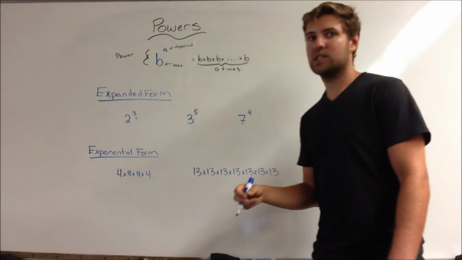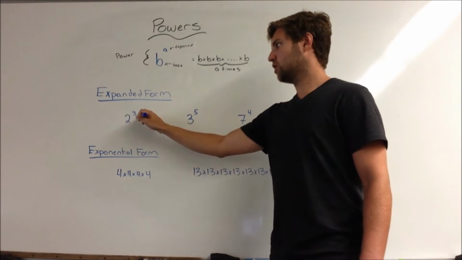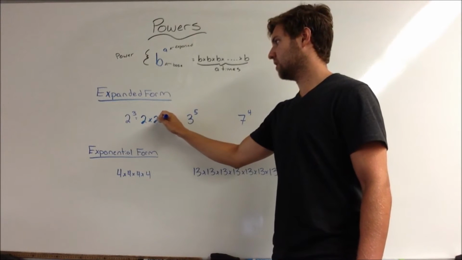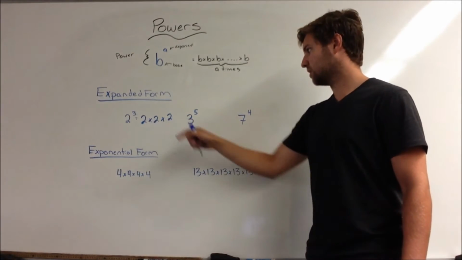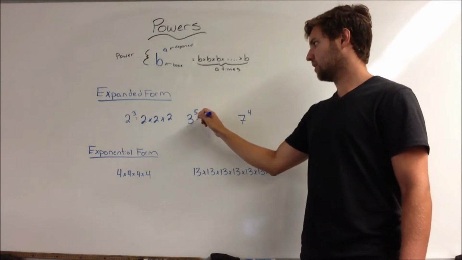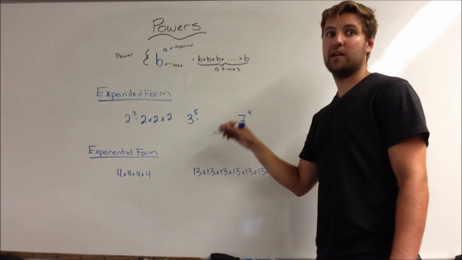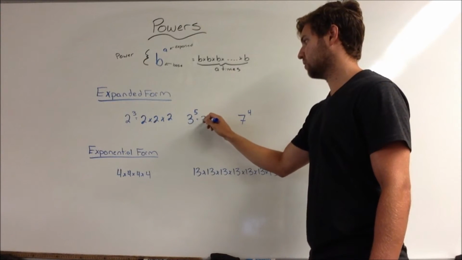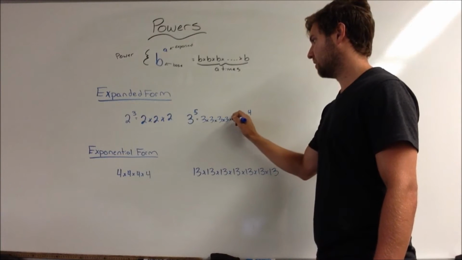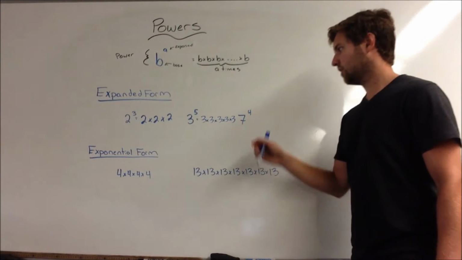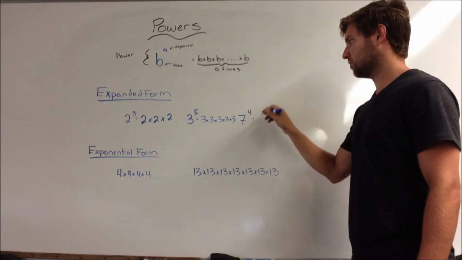So what does 2 to the exponent 3 mean? Well, it means 2 multiplied 3 times. So it would be 2 times 2 times 2. Here, 3 raised to the exponent 5 means 3 multiplied by itself 5 times. So 1, 2, 3, 4, 5. And finally, 7 to the exponent 4 means 7 multiplied 4 times.